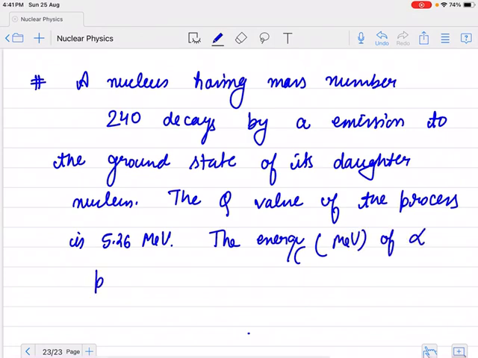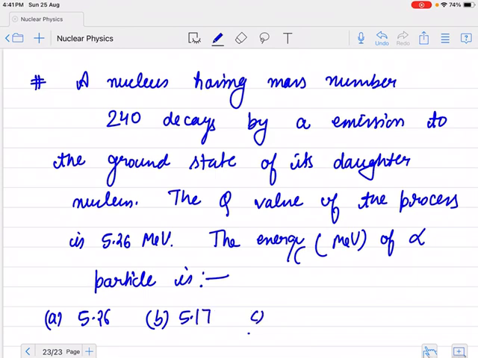Of the alpha particle is what? So it is from the GATE examination. So the options are 5.26, 5.17. I really advise you to try to solve it yourself. Think a little bit about the problem and solve it yourself. It's very easy, because they are asking the energy of the alpha particle.